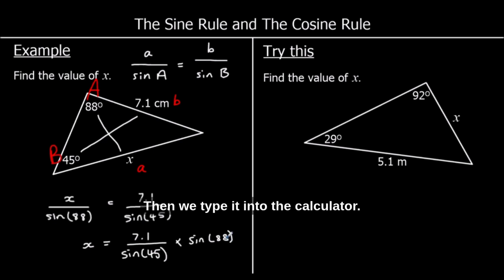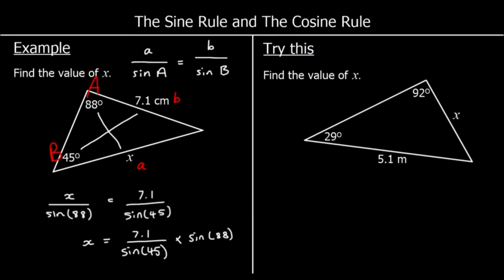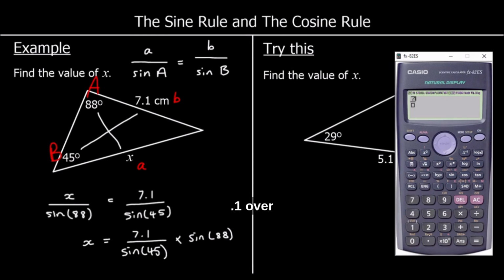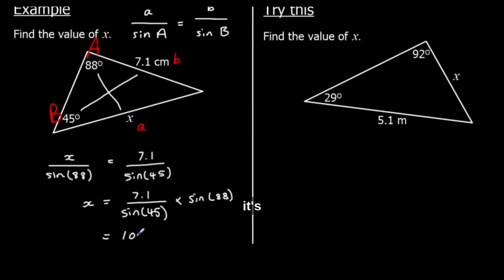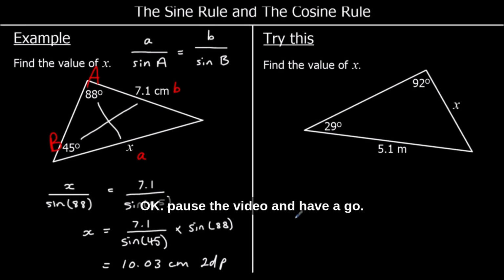Then we type it into the calculator. So 7.1 over sine 45 times sine 88. And that gives us our answer of 10.03 to 2 decimal places. So we've got 10.03, it's centimeters to 2 decimal places. Okay, one for you to try. So pause the video and have a go.